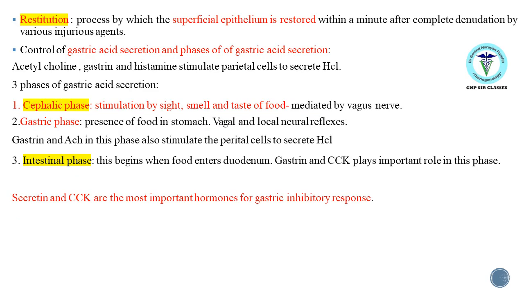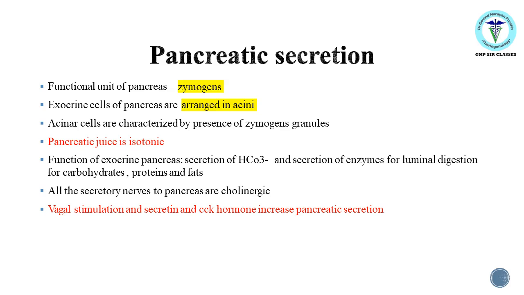Gastric acid secretion occurs in three phases: cephalic, gastric, and intestinal. Each phase is stimulated by different factors, such as sight and taste of food, and plays a vital role in the digestive process. Pancreatic secretion involves the release of zymogens and enzymes essential for digestion. This process is regulated by neuroendocrine mechanisms, ensuring the proper breakdown of carbohydrates, proteins, and fats.